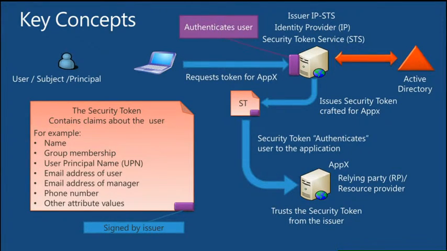So there's the token. It's signed by the issuer. It can be encrypted, and that is going to be presented to application X. Application X is going to say, great, I trust that token, because we established the relationship, and application X will then make authorization decisions based on the token.